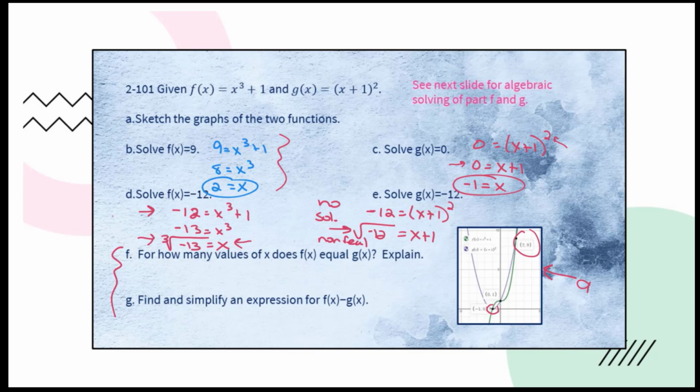Now, that said, if we do g of x equals negative 12, when we take the square root, we can't take the square root of a negative number. That's imaginary. So this is non-real, no real solution for that one.